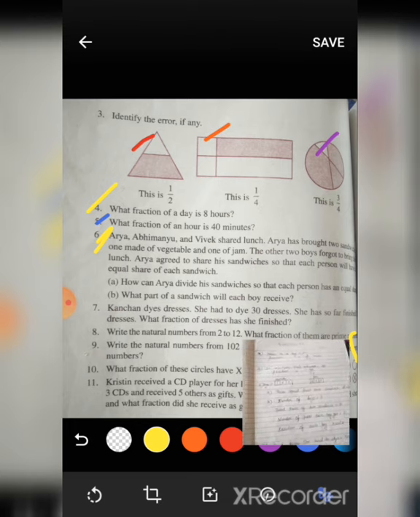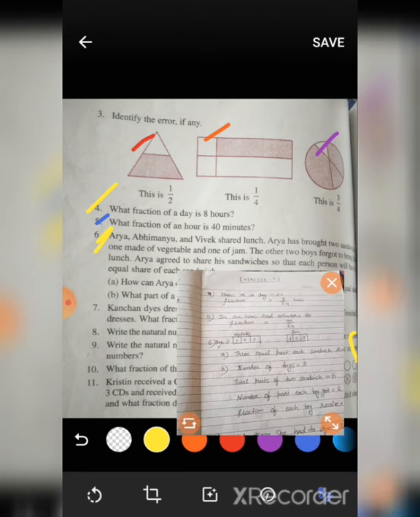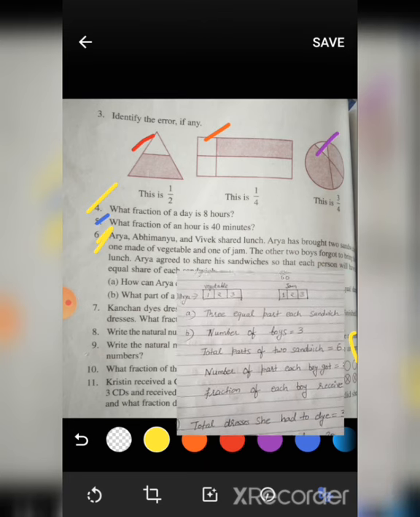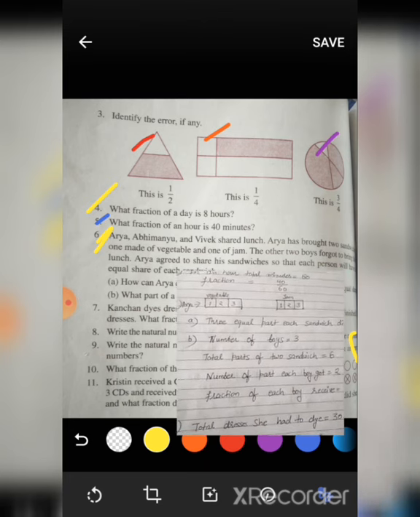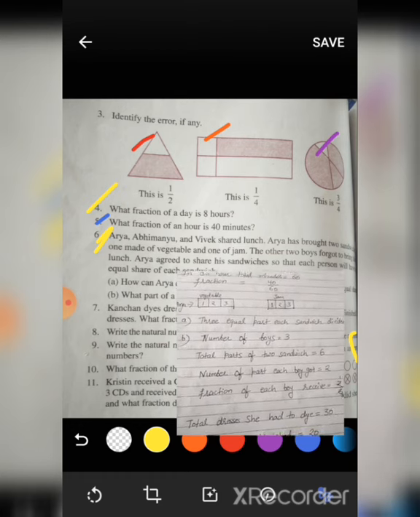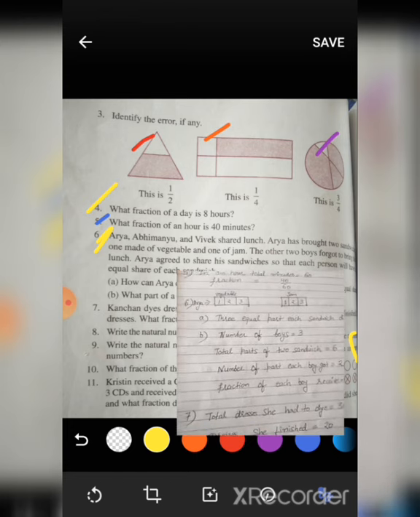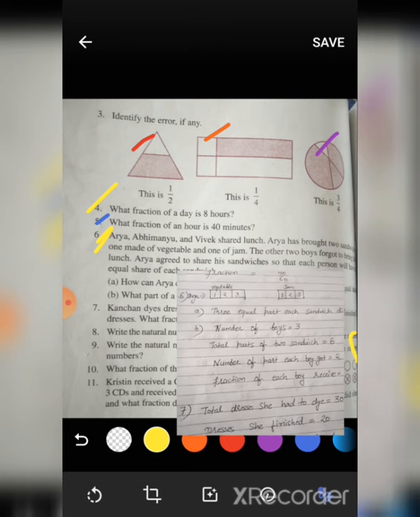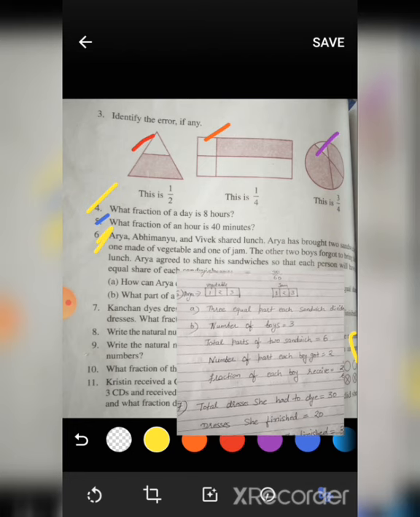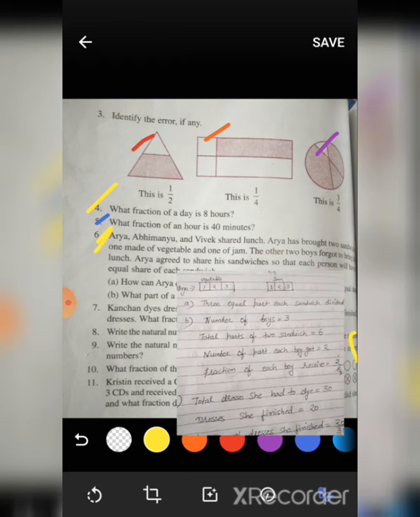So how will we do this question? You are seeing there are 3 boys, Arya, Abhimanyu and Vivek. Abhimanyu and Vivek forgot their lunch box, and only Arya brought the lunch box. So obviously they will share with their friends. See, it's given here there are two sandwiches, one is a vegetable sandwich and the other is a jam sandwich. But there are three people, so each sandwich will be divided into three equal parts, so that every person will get an equal part.